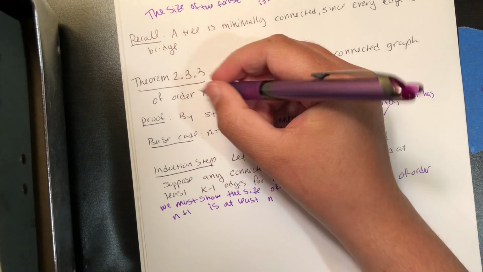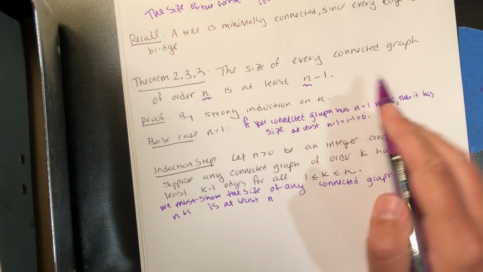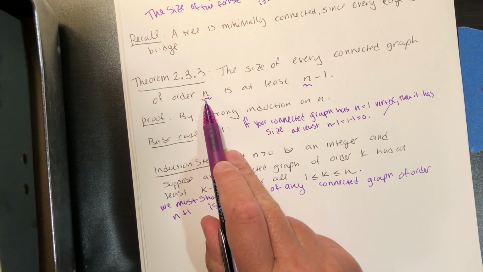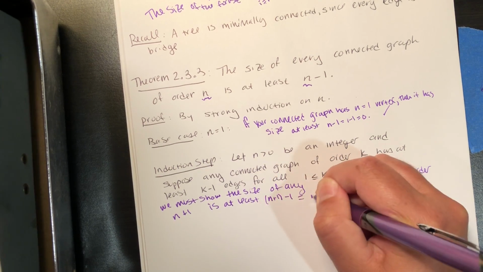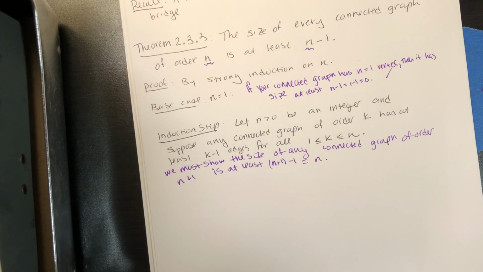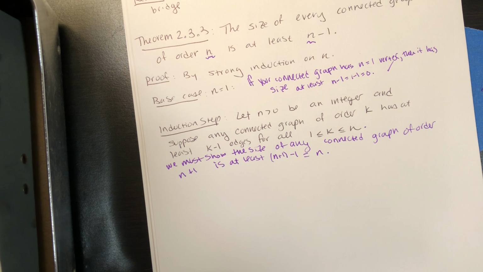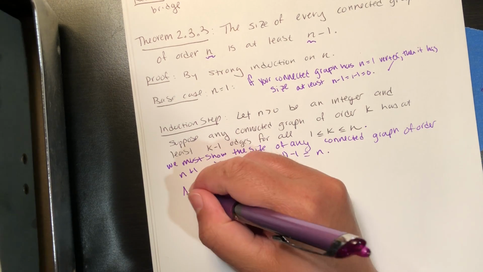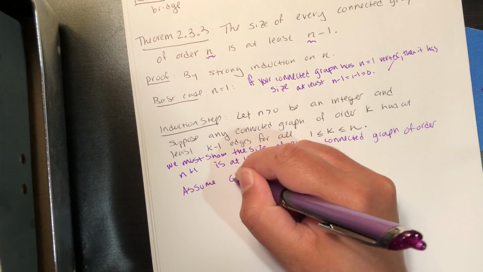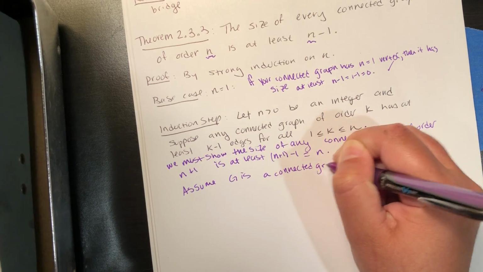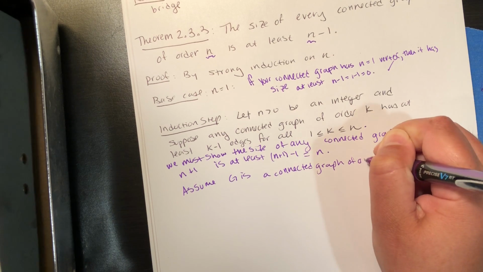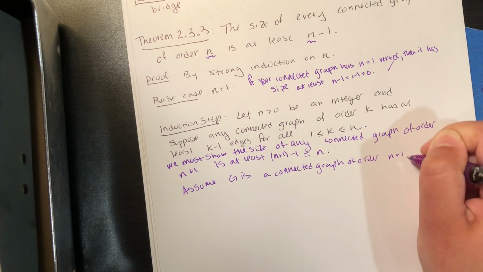Replace your n's with n plus 1's. So we need to show that the size of every connected graph of order n plus 1 is at least n plus 1 minus 1, which is just n. Right, so start with the connected graph of order n plus 1, show that it has at least n edges. Okay, so assume that G is a connected graph of order n plus 1.